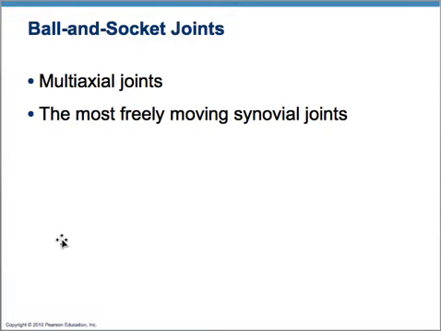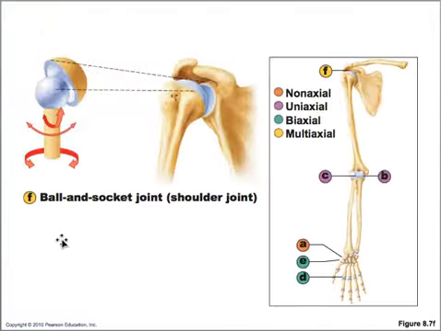Next we have ball and socket joints, probably what you're all most familiar with. These are multi-axial joints, and they're the most freely moving synovial joints that we will talk about. So a perfect example, like we've mentioned in class as well, is our shoulder joint. We see the head of the humerus meeting with the clavicle and the scapula, and we see this picture showing the ball and socket shape.